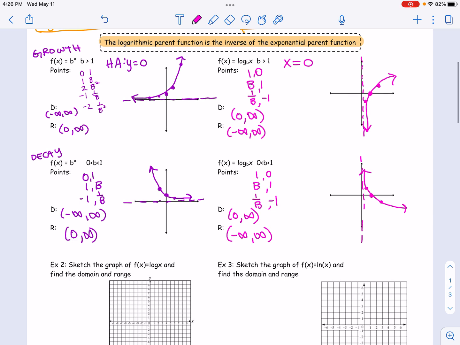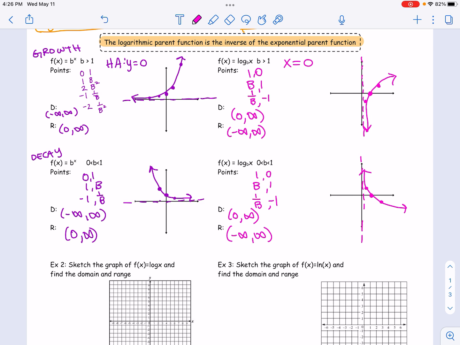Okay. So it does show growth in that first one. If I read it from left to right, I am increasing from left to right, so that's growth. And the second one is showing decay. I'm going down from left to right, so that's decay, which makes sense based on what the value of our base is.